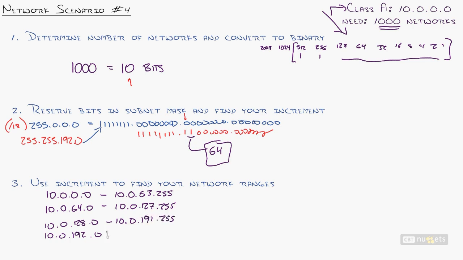10.0.191.255. Now, what about this? If we add that 64 and this goes to 256, what does the end go to here? It just goes 10.0.256. 255.255 would be the last IP address before you got to that 256 there, right? So now are we done?